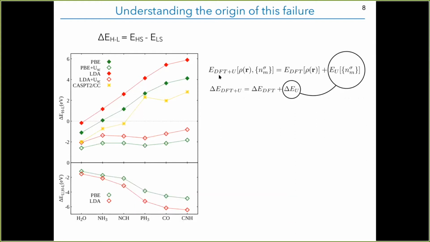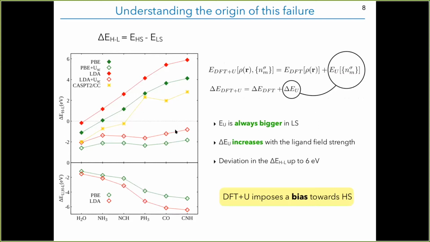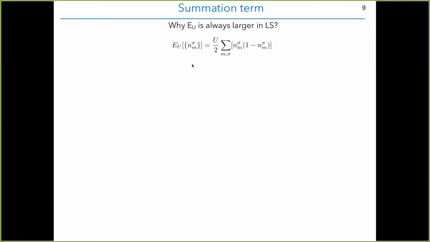So here, if we write down the expression of the DFT plus U energy and the relative delta E computed with DFT plus U, we can see that the difference between the Hubbard energies in high spin and low spin strongly contributes to the final value of delta E. And this term always penalizes the low spin state. This penalization increases along the series, giving rise to this almost flat series of values. And its contribution to the total delta E can reach up to 6 eV in the case of the strongest ligand field complex. So why is E_U always larger in low spin?